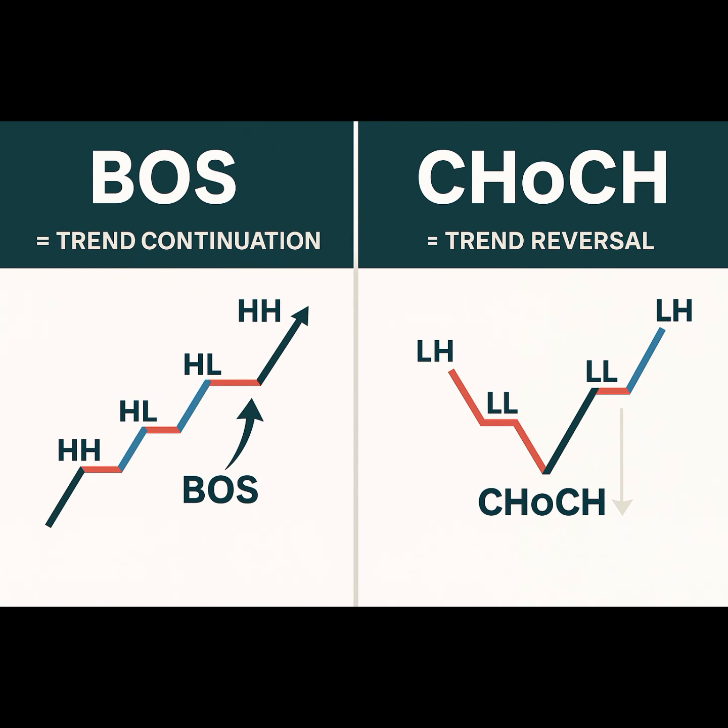Now let's compare both side by side. Break of structure follows the trend, confirms continuation, ideal for trend-following traders. Change of character breaks a previous key level in the opposite direction, signals reversal, ideal for early reversal entries or counter-trend setups. Here's a tip: BOS, ride the wave; CHoCH, catch the turn.